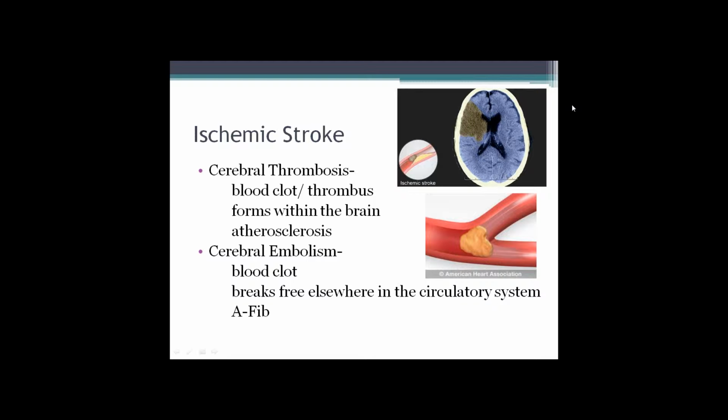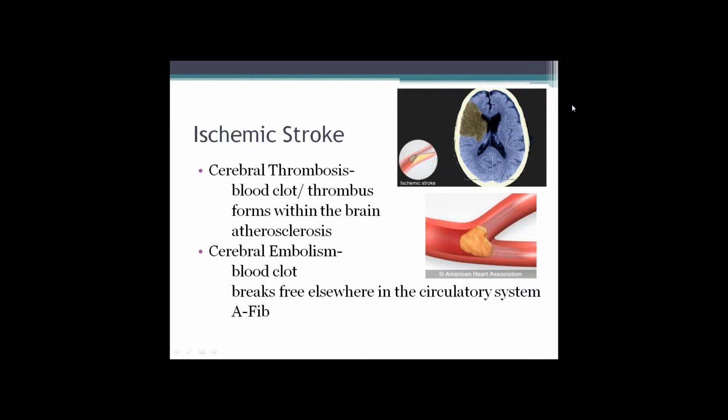Cerebral thrombosis is when the clot develops at the clogged part of the vessel. So this forms right in the vessel of the brain. The plaque buildup with these fatty deposits causes hardening and narrowing of the arteries.